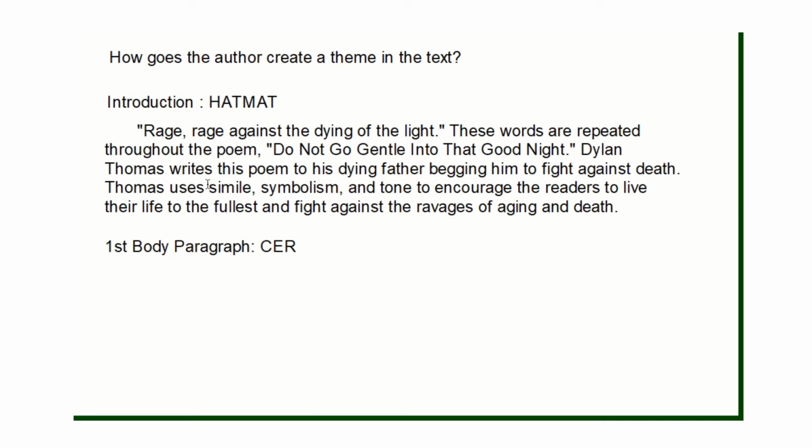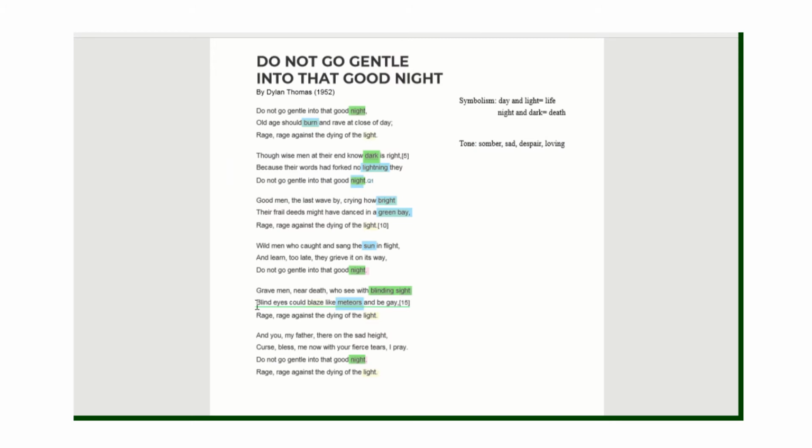We didn't talk about that in class, but he does use a simile in the text. So let's take a look. In the fifth stanza, he says that blind eyes could blaze like meteors and be gay. In this instance, gay means happy. So he says, grave men near death who see with blinding sight. Again, as you get older, you tend to lose sight. Blind eyes could blaze like meteors and be gay, or happy.